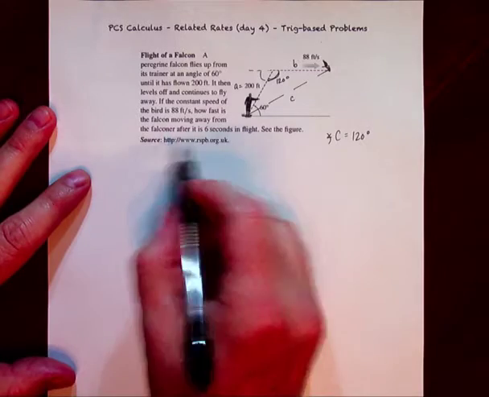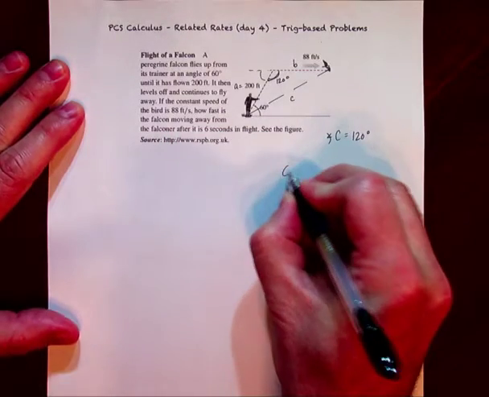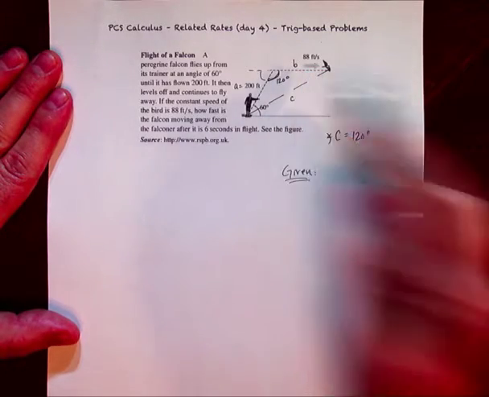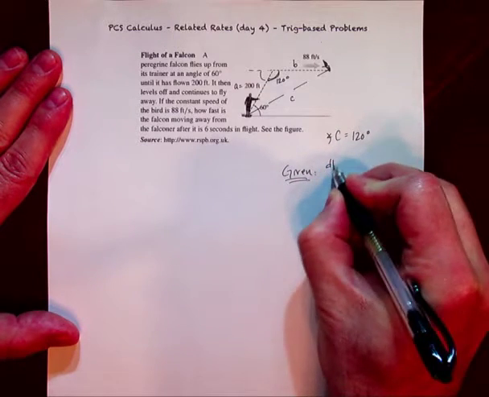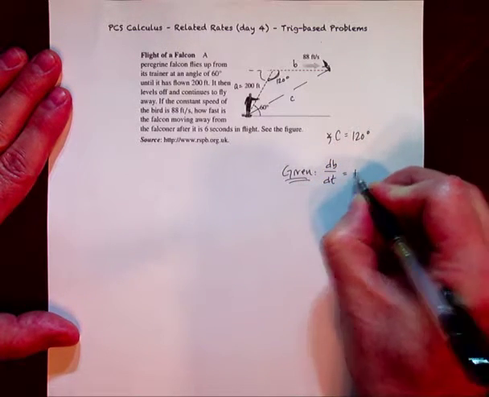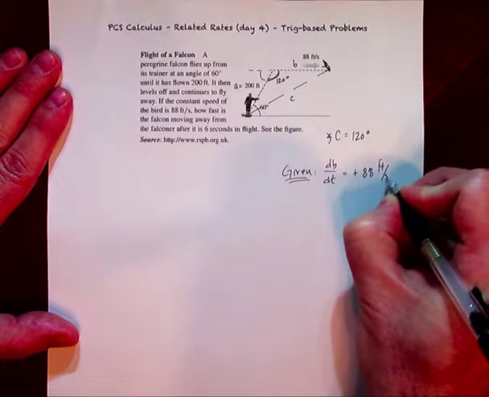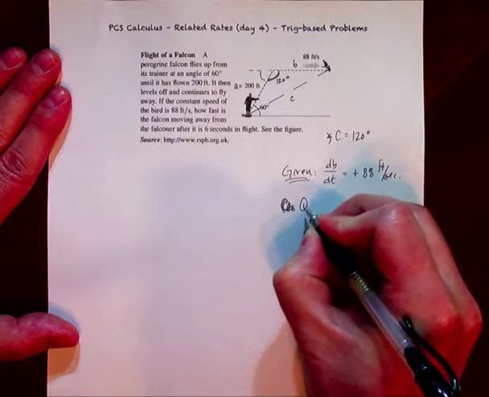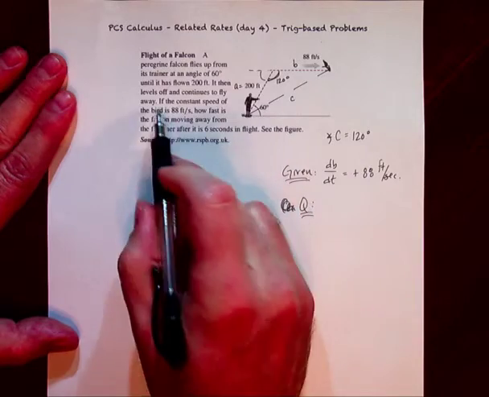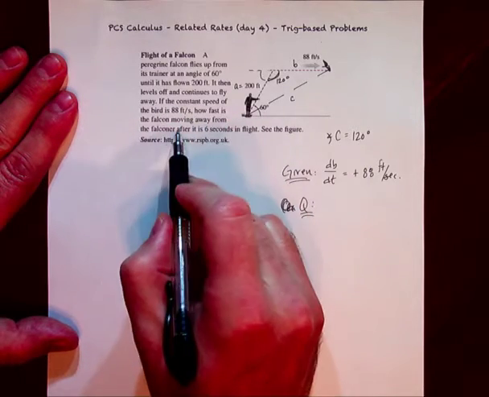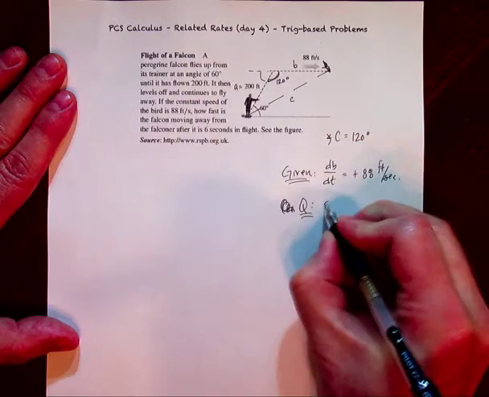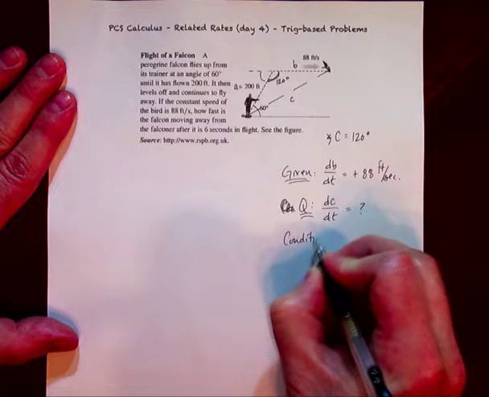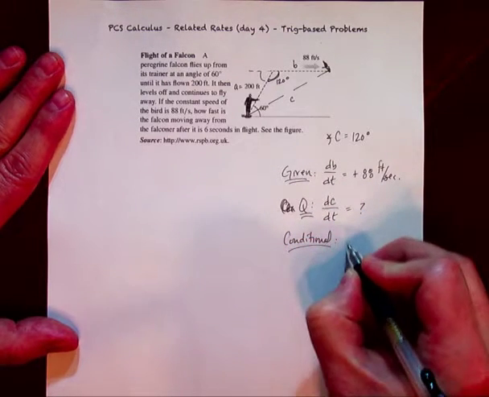Now, what we basically need to figure out is what is B, right? Because it tells us after 6 seconds in flight. Okay, so our given is the fact that the falcon is flying at 88 feet per second. So dB/dt is a positive 88 feet per second because it's continuing to fly, right? Now, we need to do the question next. The question is how fast is the falcon moving away from the falconer? And that's basically dC/dt. And the conditional is after 6 seconds.